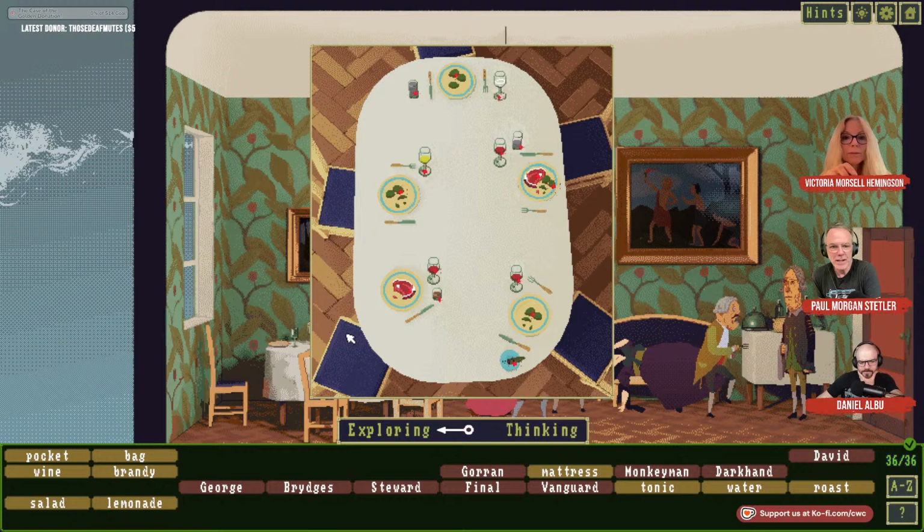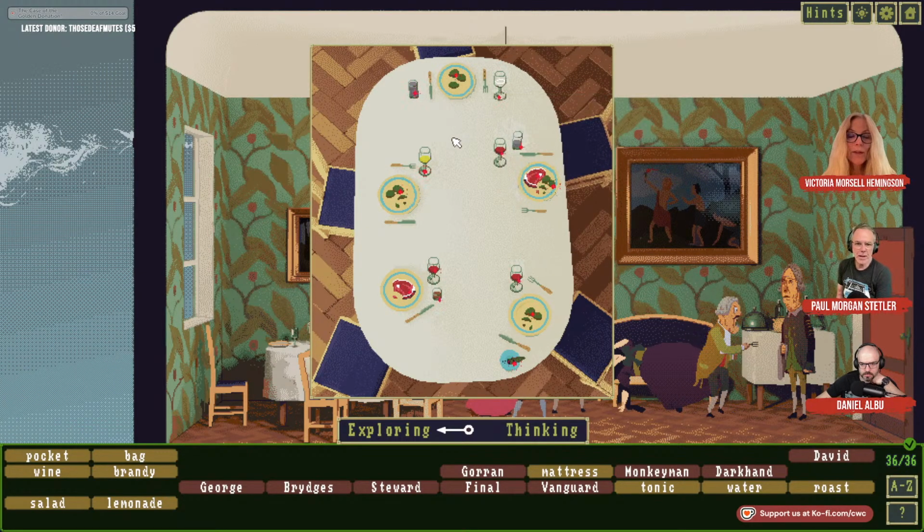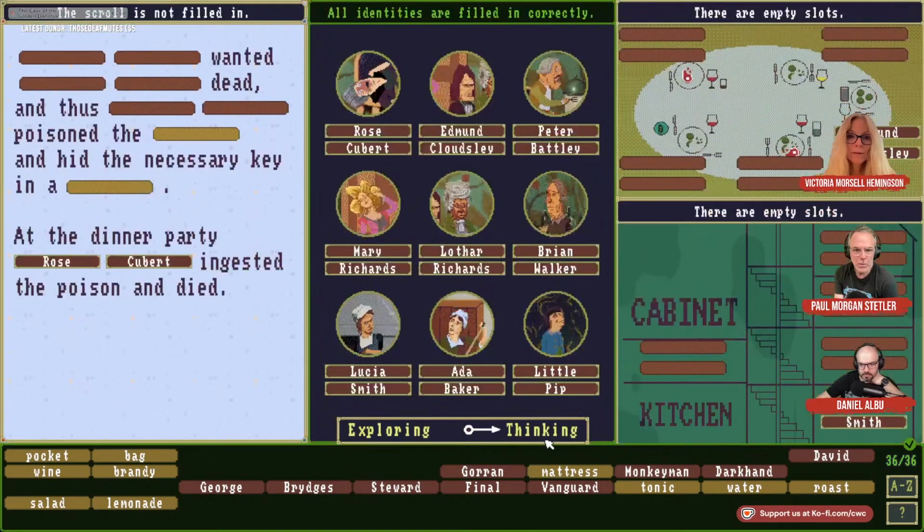But I think Rose would be sitting next to her brother. I'm pretty sure Rose is sitting at the top right next to Edmund. And I think she got poisoned, or the meat got poisoned. That's my hunch. And she has a cloudy liquid as well? Yes, and I think Peter was across from her, with the lemon drink. That's probably boy girl. This is Edmund Cloudsley. Put Rose just to the left of Edmund Cloudsley. Rose down there. And Rose then Kubert.